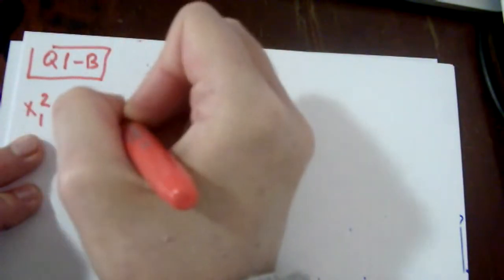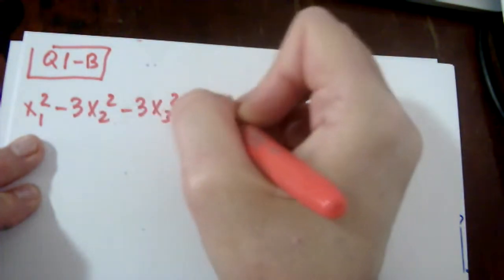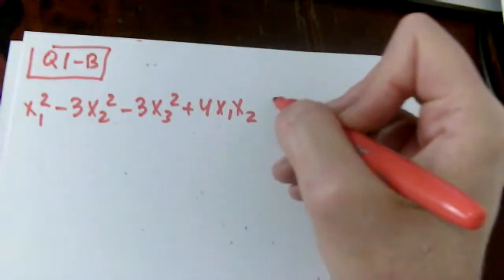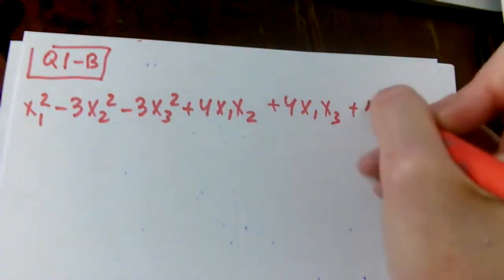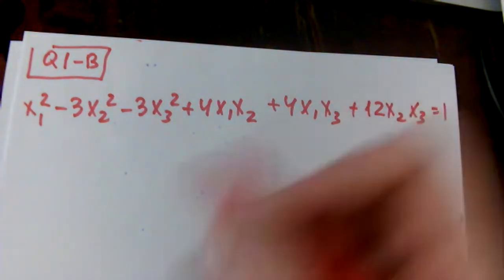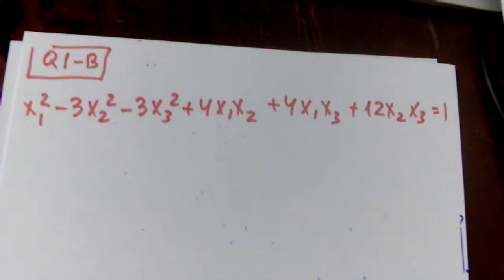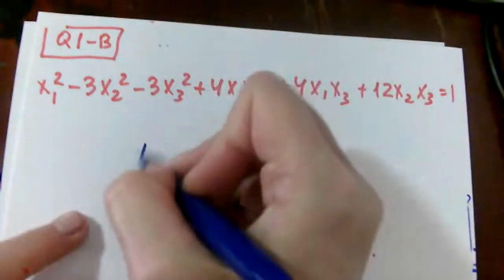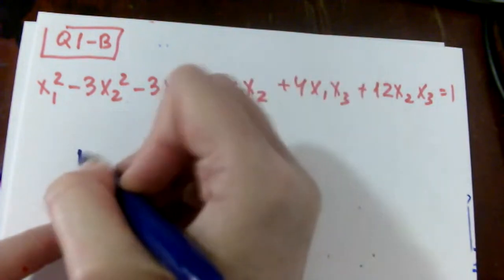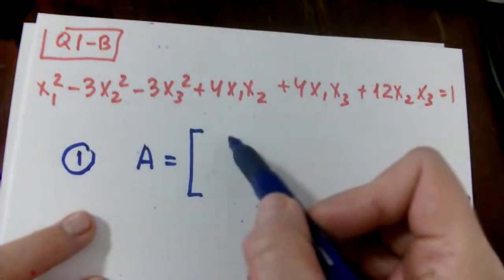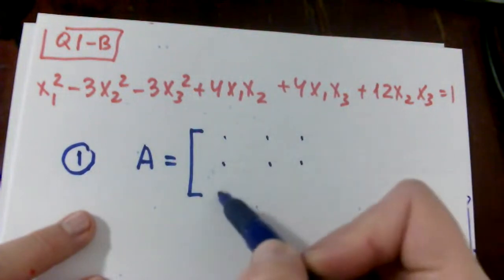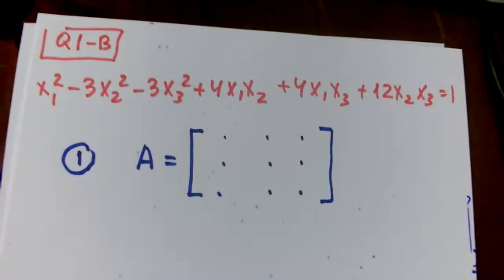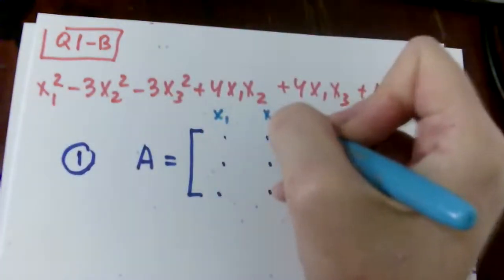Okay, so let's start. I choose question 1b from this tutorial. Let's write down this very big and terrible curve: x1 squared minus 3x2 squared minus 3x3 squared plus 4x1x2 plus 4x1x3 plus 12x2x3 is equal to 1. It's quite a big curve, but we are armed with our algorithm, so nothing bad about it. The first step as usual is to write down our matrix A. So 1, 2, 3, 1, 2, 3, 1, 2, 3 are placeholders. And again, I'm going to write down these associated variables: x1, x2, x3.